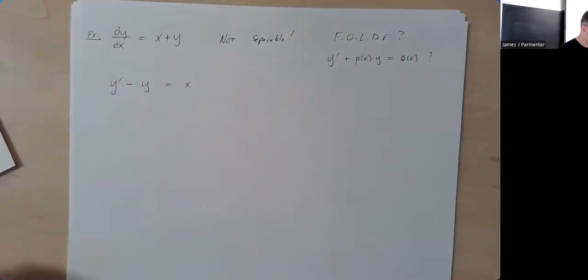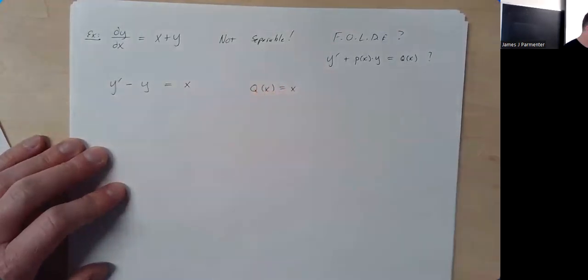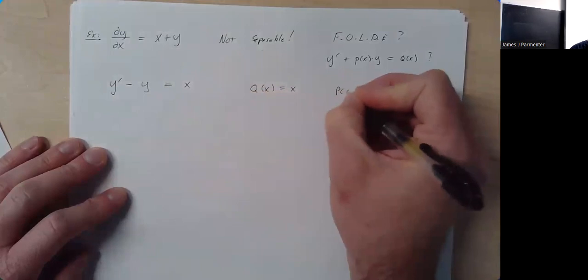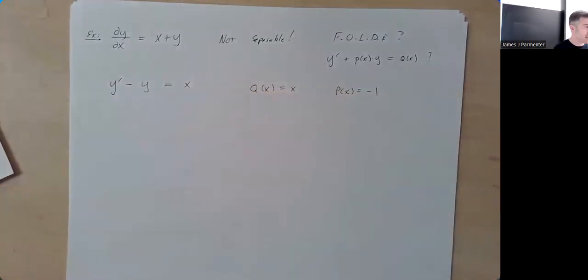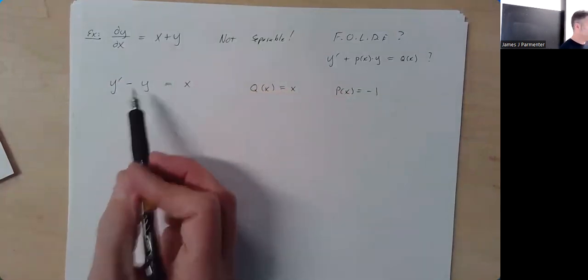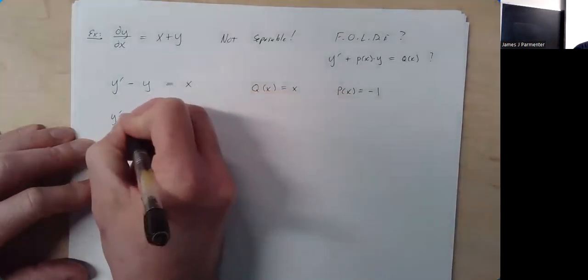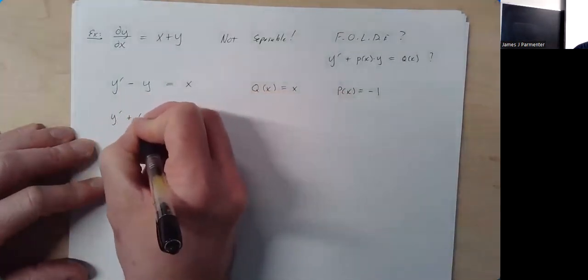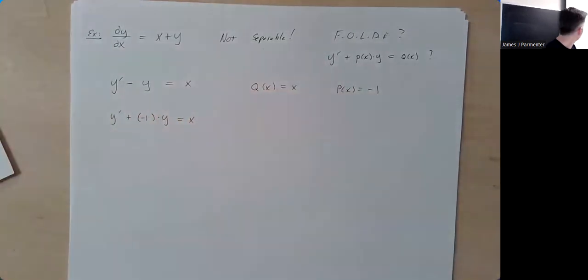In this particular example, my q of x is the function x, and my p of x is the function -1. It's not very exciting, but do be careful. If you have y prime minus here, just like in the previous example, we have to think of it really as y prime plus whatever your function of x is times y. Cool.